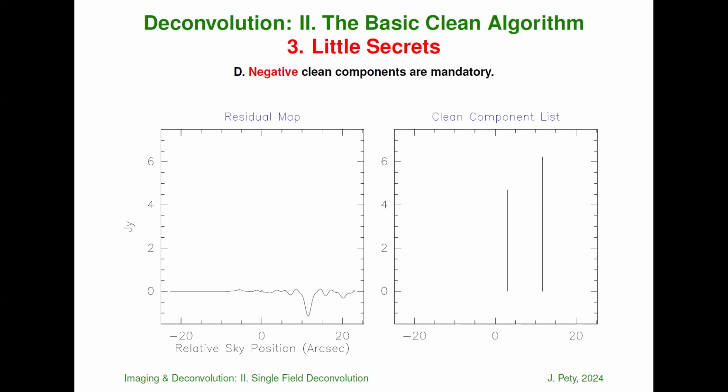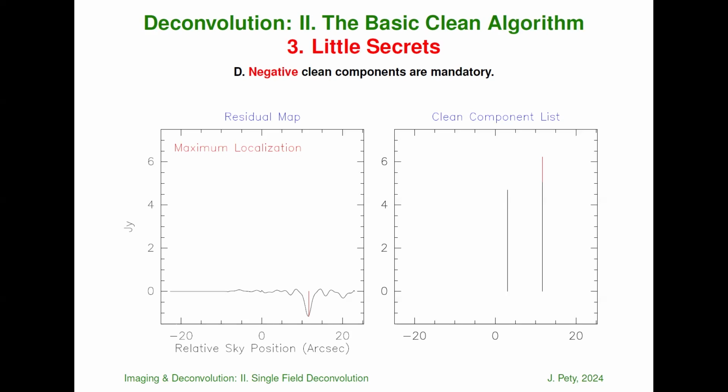Let's authorize negative clean components. So instead of localizing the maximum of the residual, now we will localize the maximum of the absolute of the residual. Here, the maximum of the absolute residual will give you a point source at this position that has negative flux. Okay? It's a clean component.